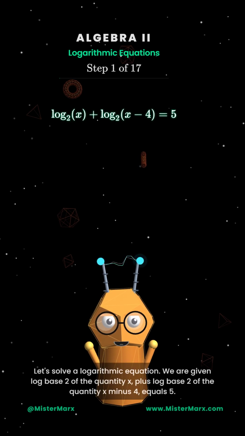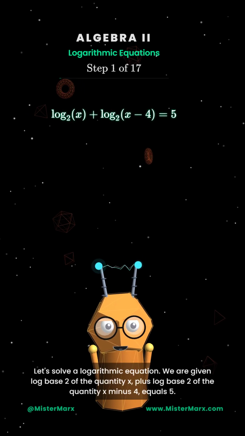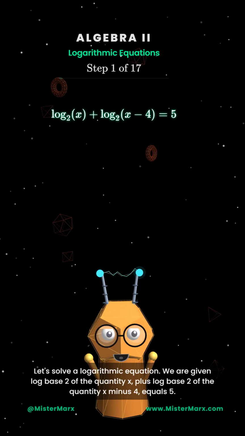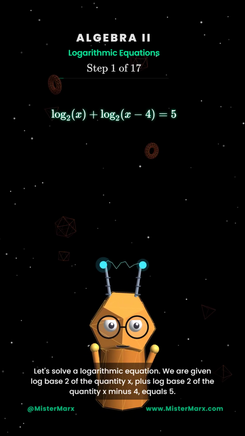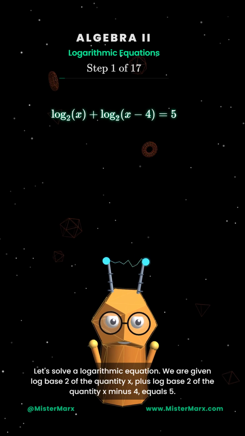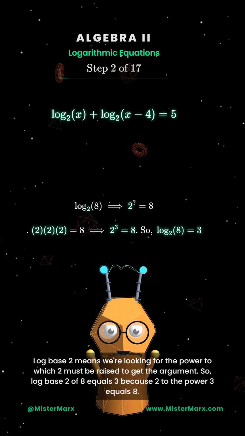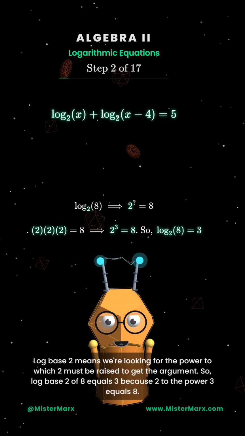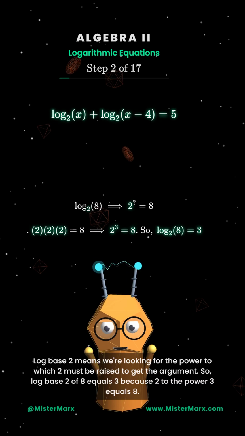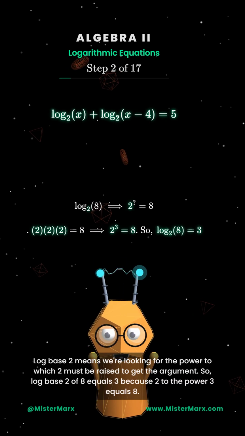Let's solve a logarithmic equation. We are given log base 2 of the quantity x plus log base 2 of the quantity x minus 4 equals 5. Log base 2 means we're looking for the power to which 2 must be raised to get the argument. So, log base 2 of 8 equals 3 because 2 to the power 3 equals 8.